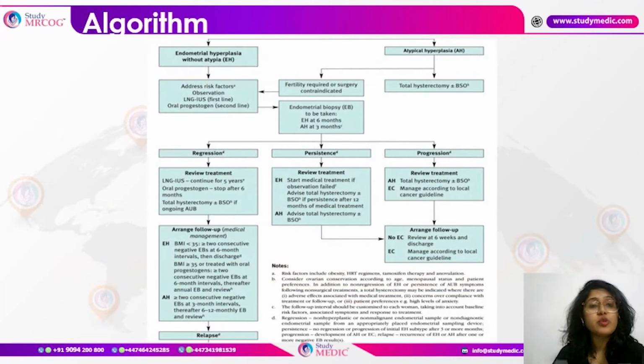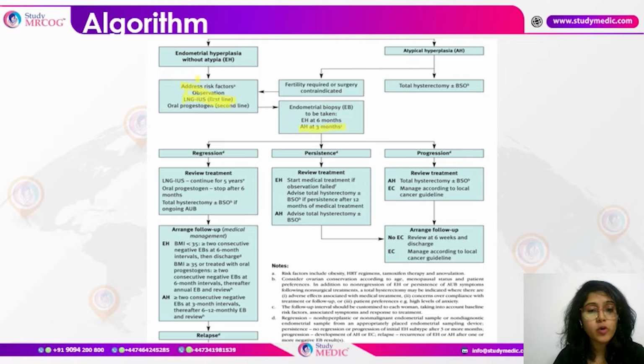To answer this question, you have to follow this algorithm. In case of an endometrial hyperplasia without atypia, the first management is always to address the risk factors and go for observation. LNG-IUS, that is Mirena in her case, is again a first line management. If she refuses Mirena, then we go for oral progesterone. Endometrial biopsy needs to be taken for hyperplasia without atypia at an interval of 6 months, and for atypical hyperplasia, please remember it is 3 months.